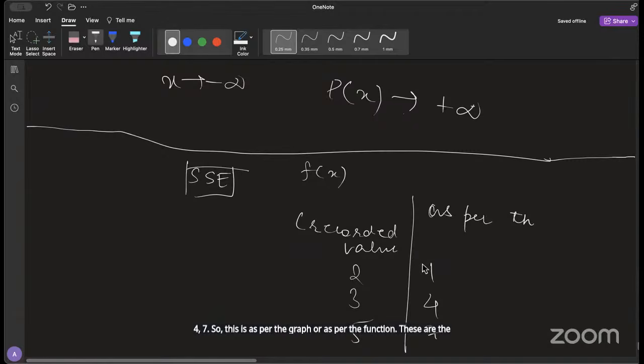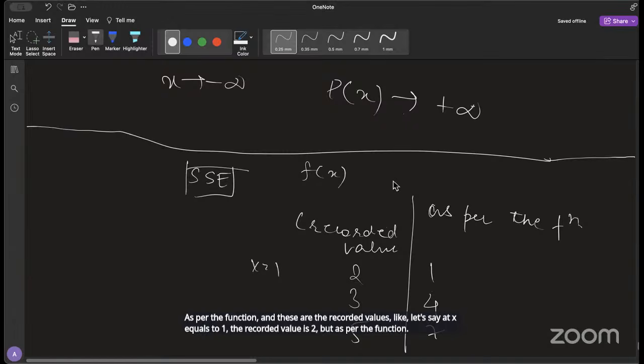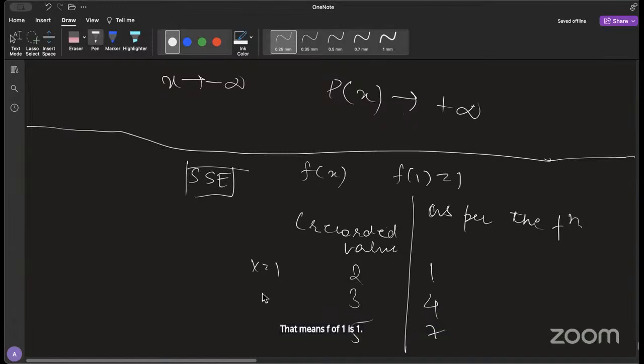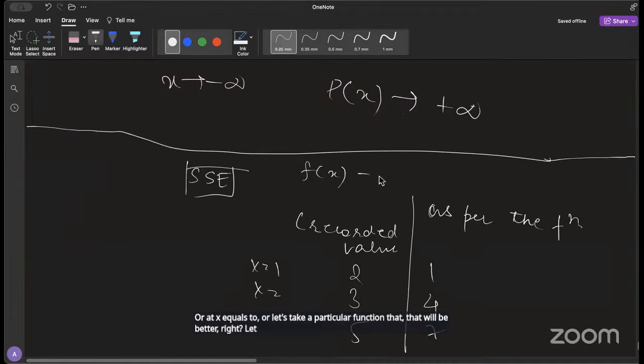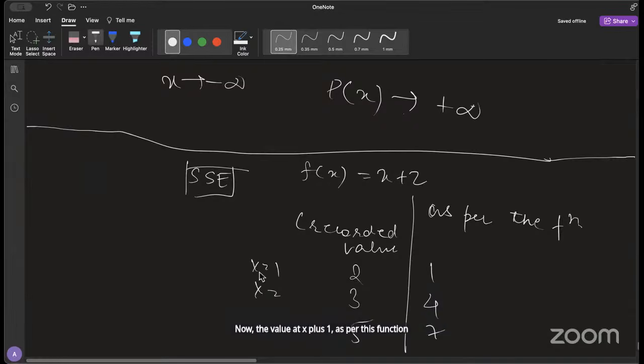These are the values as per the function, and these are the recorded values. Like let's say at x equals 1, the recorded value is 2, but as per the function, f of 1 is 1. Or let's take a particular function, that will be better, right? Let's take x plus 2. Now the value at x equals 1, as per this function, is 3. At x equals 2, the value is 4. At x equals 3, the value is 5, right?